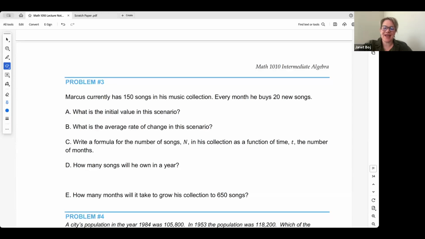Hi, today we're looking at section 1.4, modeling with linear functions. Let's practice problem number 3.